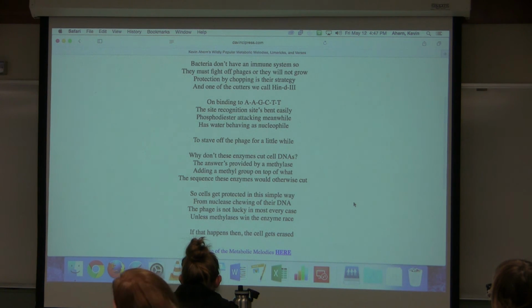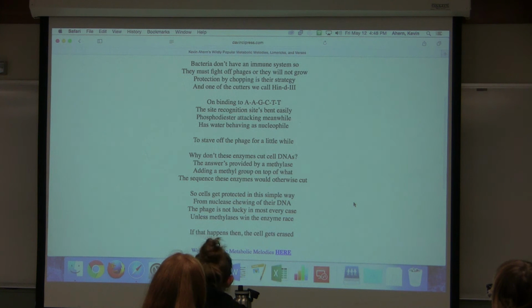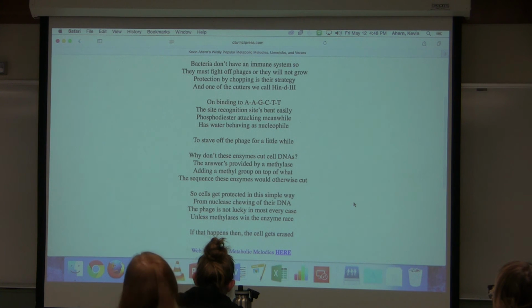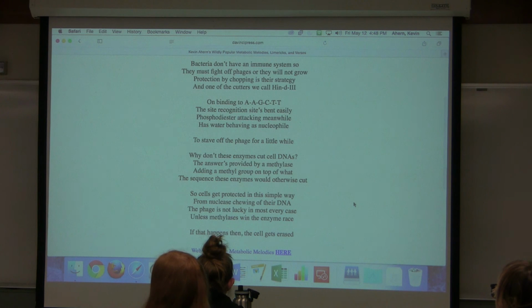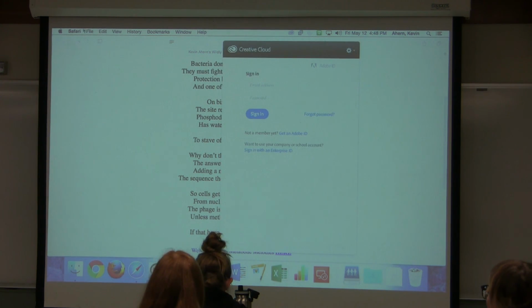Why don't these enzymes cut cells' DNAs? The answer's provided by a methylase. Adding a methyl group on top of the sequence these enzymes would otherwise cut. So cells get protected in this simple way from nuclease chewing of their DNA. Phage is not lucky in most every case, unless methylases win the enzyme race. If that happens, then the cell gets erased. Da, da, da, da, da, da, da.